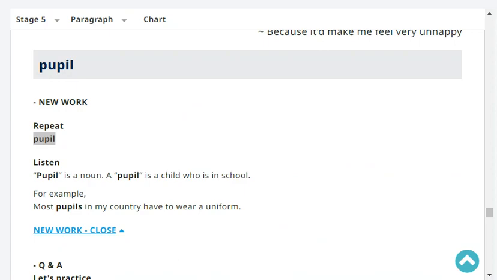Next, repeat. Pupil. Pupil. Very good. Okay, listen. A pupil is a noun. A pupil is a child who is in school, like a small child. For example, we can say most students in my country have to wear a uniform, or most pupils in my country have to wear a uniform.